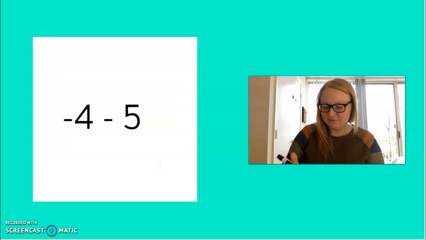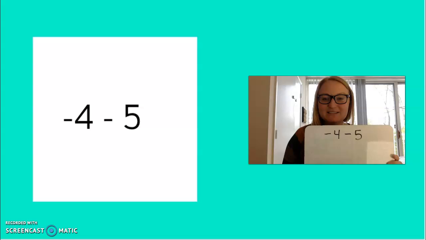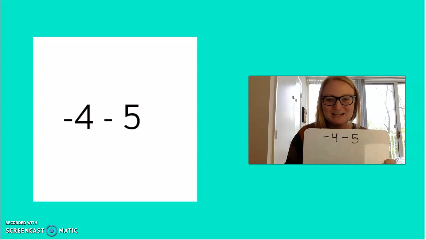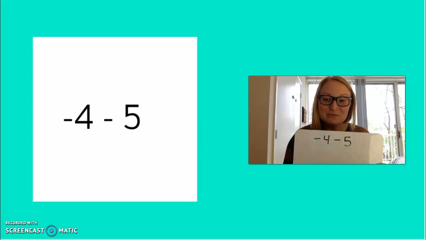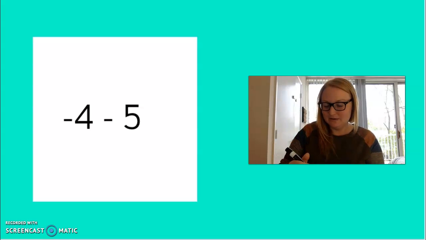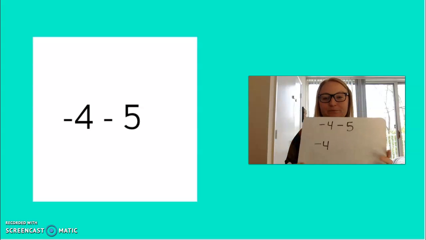We have -4 minus 5. My first step, and you might want to write this down in your notebook along with me so you have a reference before you do today's practice. My first step when I have a subtraction problem and I'm going to rewrite it as an addition problem, I'm going to be using the inverse operation, addition, and the last number's opposite. So my first number, -4, that's where I'm starting. -4 is what I have. So I need to keep that the same. So underneath, I'm going to put -4.